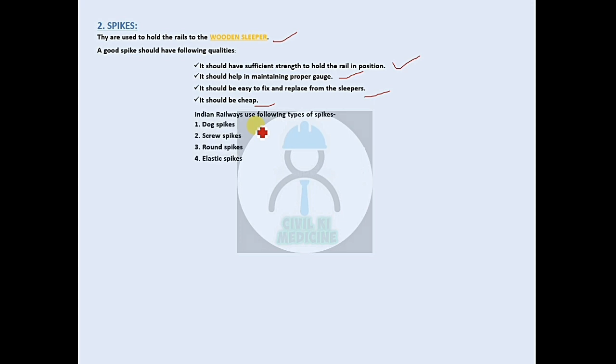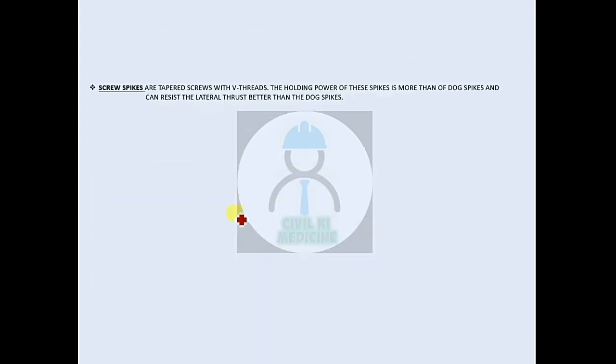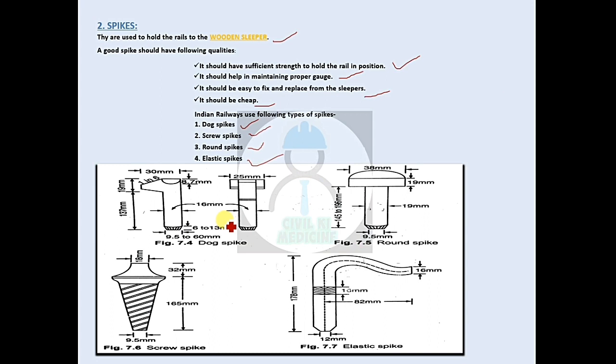So Indian Railway uses the following types of spike: dog spike, screw spike, round spike, and elastic spike. These are the diagrams of all four types of spike. First one is dog spike. The dog spike looks like the leg of a dog, so it is called dog spike.